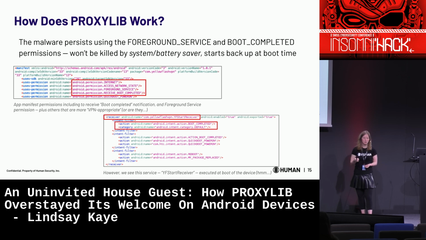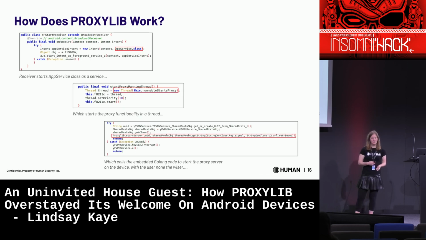Okay, let's dig in more to that. This receiver very simply starts something called the app service class as a service, starts the proxy functionality in a thread, and then calls the embedded Golang code to start the proxy service on the device. So this is not a wildly complicated piece of Android malware, if you've had the opportunity to look at it, right? Pretty interesting, and they explicitly call it PROXYLIB. So if you're looking at the code, you might be wondering, why is there proxy code in my Android app that's not supposed to offer a proxy?